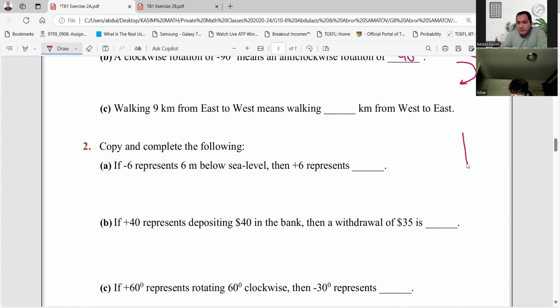You see here we have poles, right? The top one is north and south. So this one is east and west, right? And walking 9 kilometers from east to west, so you are walking in this direction, east to west. If it is positive, then walking in the negative direction means the opposite direction, from west to east. So that is minus 9 kilometers from west to east. If you change the direction to the opposite, you also change the sign.